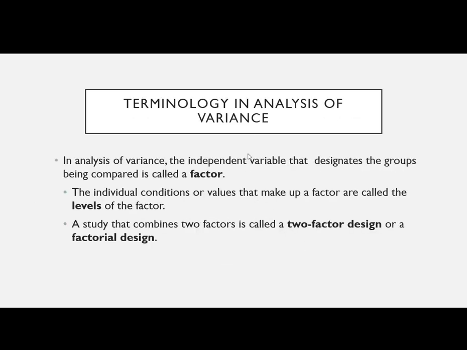Now there's different terminology in analysis of variance, and you've seen this already in SPSS. In ANOVA, the independent variable that designates the group being compared is called a factor, and the individual conditions or values that make up a factor are called the levels of the factor. So if we're looking at regions, north, south, east, and west, there are 4 regions. So if my factor is region, there are 4 levels of that factor. Again, if I'm looking at gender, I would have 2 levels of gender. A study that combines 2 factors is called a 2-factor design or factorial design, which we'll do later on in this presentation.